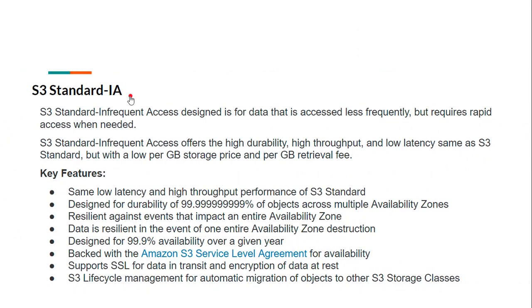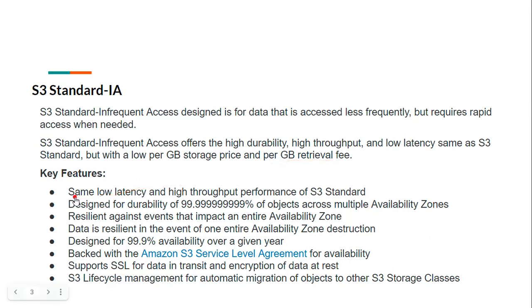Let's talk about the S3 Standard Infrequent Access class. S3 Standard Infrequent Access is designed for data that is accessed less frequently, but requires rapid access when needed. S3 Standard Infrequent Access offers the same high durability, high throughput, and low latency as S3 Standard, but with a low per gigabyte storage price and per gigabyte retrieval fee. So, the cost is comparatively low as compared to Standard S3. This combination of low cost and high performance makes S3 Standard Infrequent Access class ideal for long-term storage, backups, and as a data store for disaster recovery files.